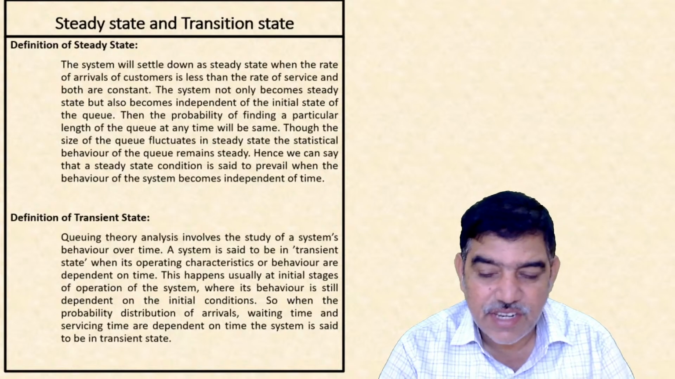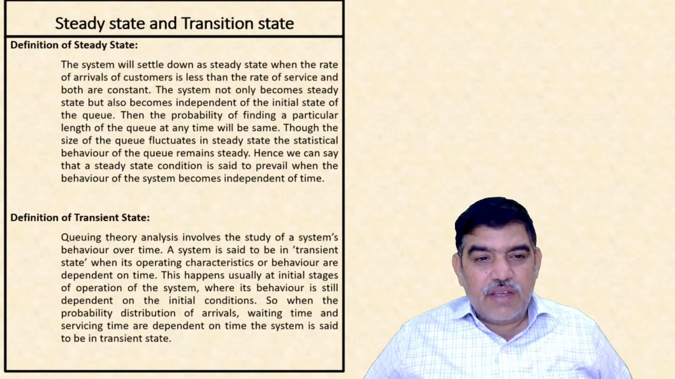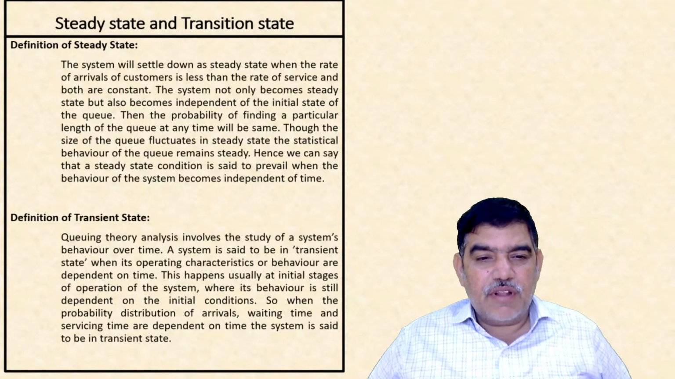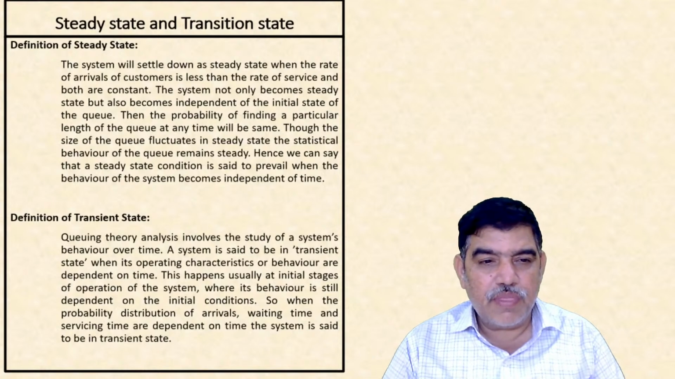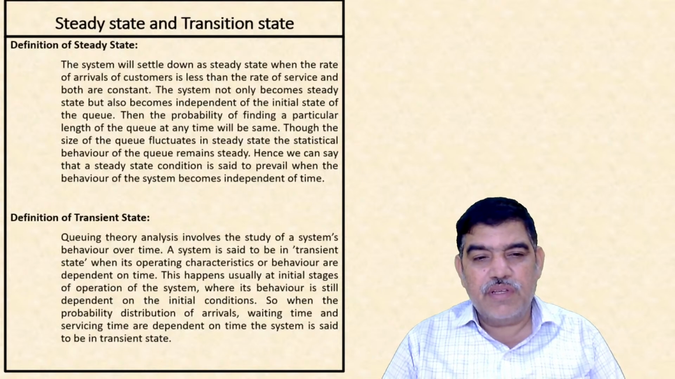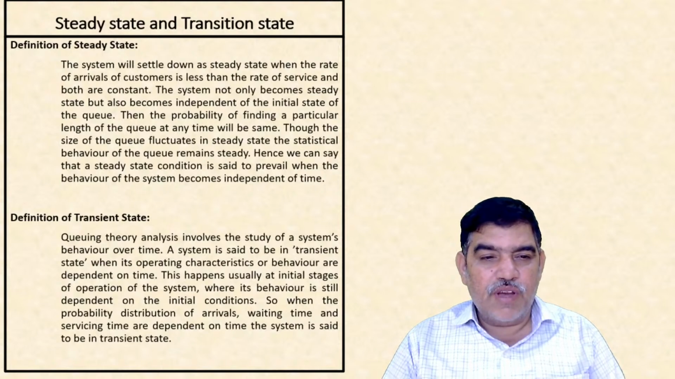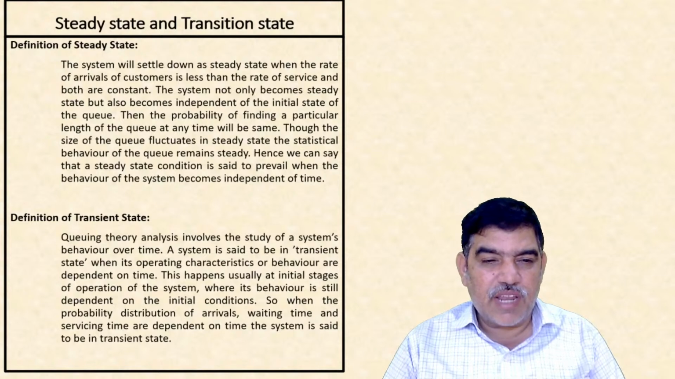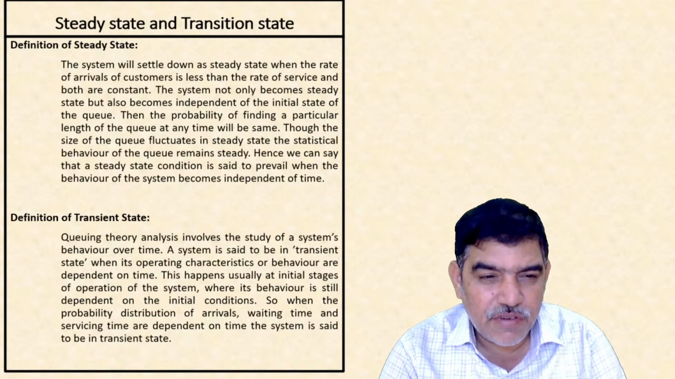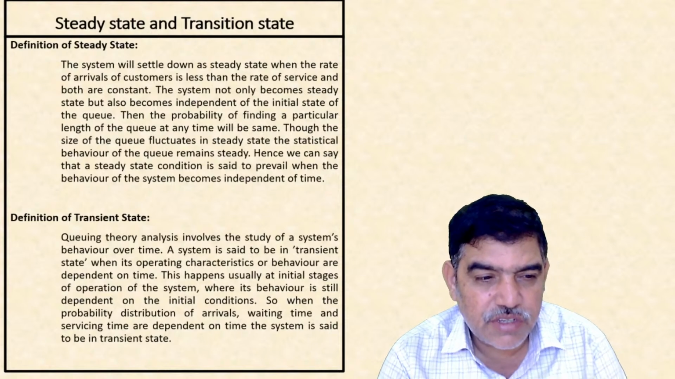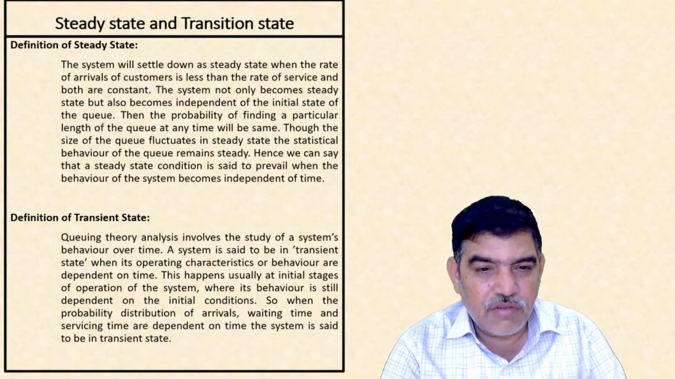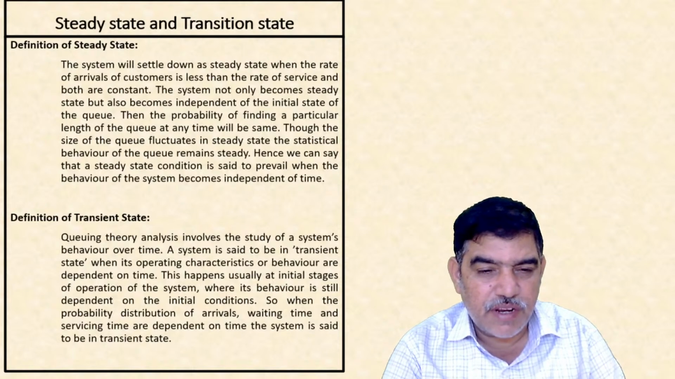Then, transient state. Queueing theory analysis involves the study of a system's behavior over time. A system is said to be in transient state when its operating characteristics or behaviors are dependent on time. This usually happens at an initial stage of operation of the system, where its behavior is still dependent on the initial condition.